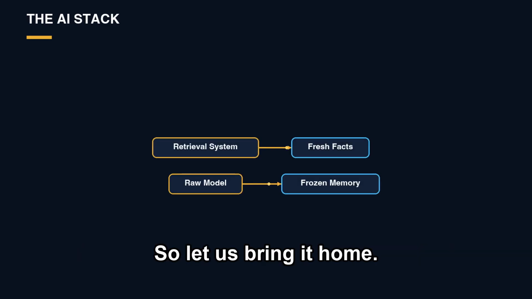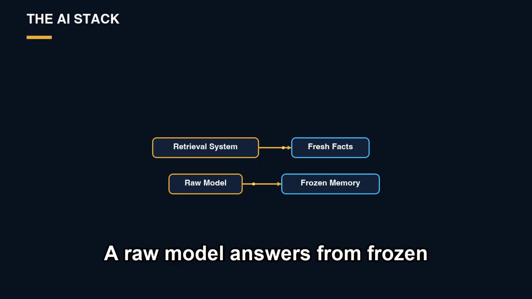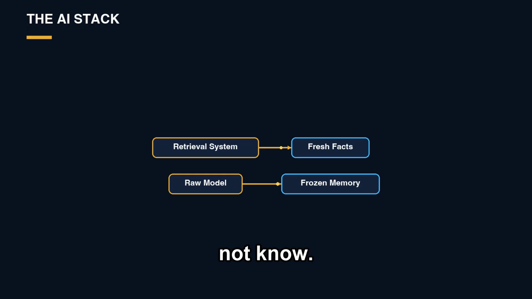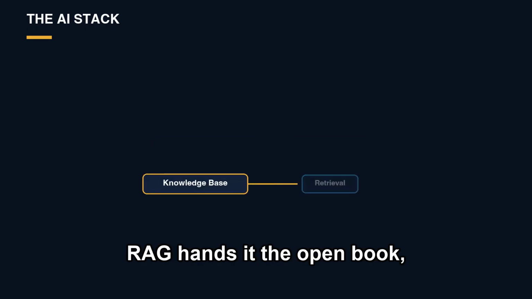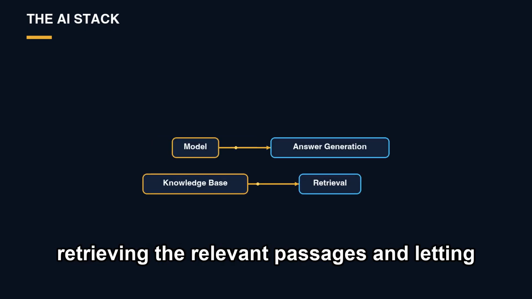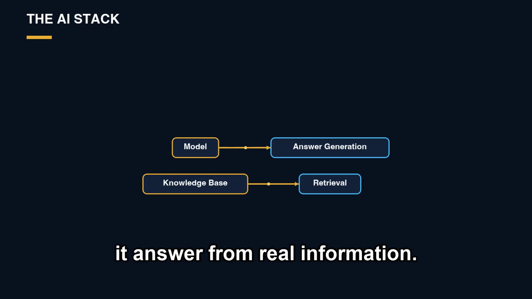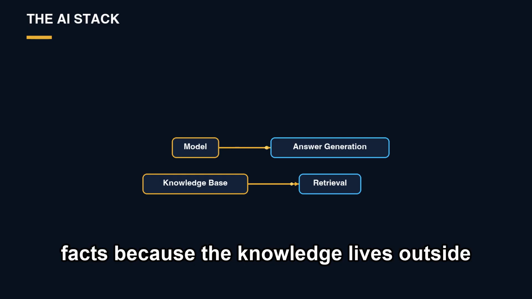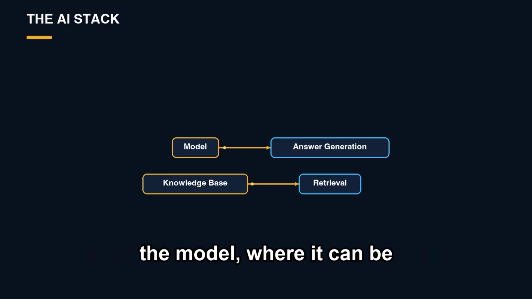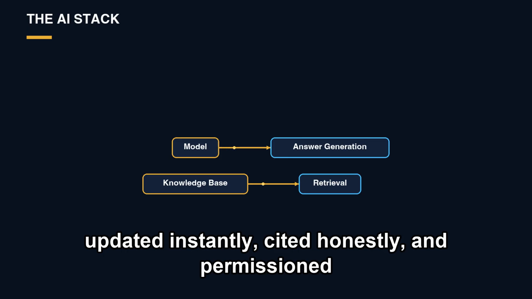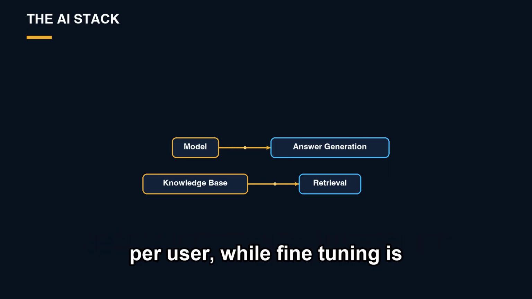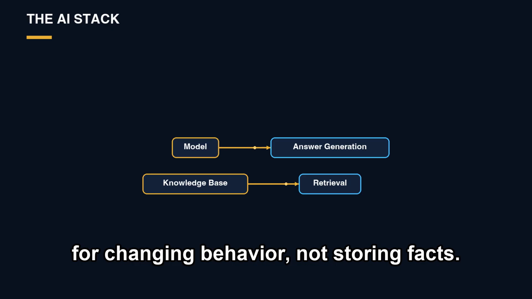So let us bring it home. A raw model answers from frozen memory and hallucinates when it does not know. RAG hands it the open book, retrieving the relevant passages and letting it answer from real information. And it beats fine-tuning for facts, because the knowledge lives outside the model, where it can be updated instantly, cited honestly, and permissioned per user, while fine-tuning is for changing behavior, not storing facts.